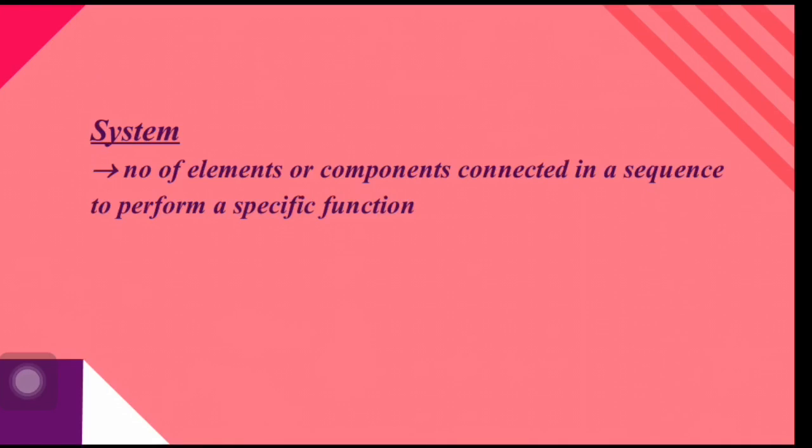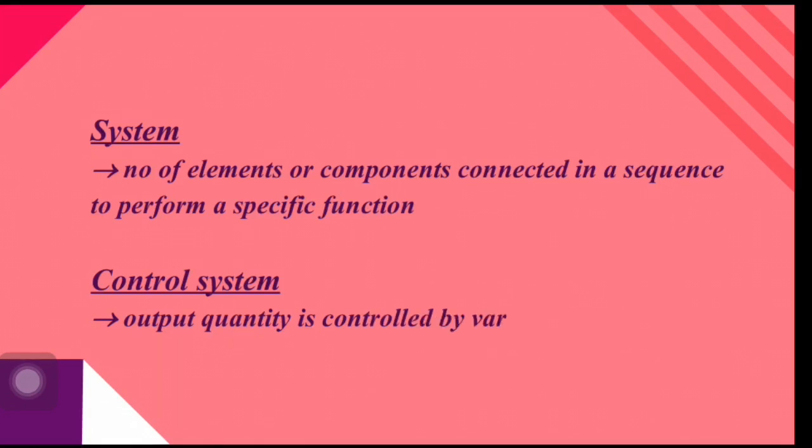Let me now take you to the next concept, control system. A control system is a system where the output quantity is controlled by varying the input quantity. The systems used for controlling voltage, pressure, temperature are examples of control systems. We can broadly classify control systems into open loop systems and closed loop systems. Let us first focus on what an open loop system is.